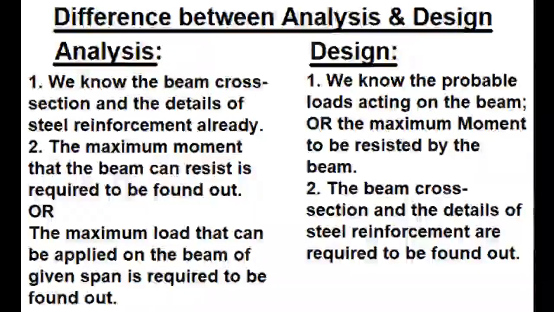So this is known as analysis. We know the cross section properly and we need to determine how much it can resist. But coming to the design, it is just the opposite. We know the maximum load that the beam can resist, or we know the loads which get superimposed over the beam. We need to determine the cross-sectional dimensions as well as the steel details. How much steel should be provided? What are the cross-sections of the beam? What are the dimensions of the beam? So such details are required to be found out in case of design.